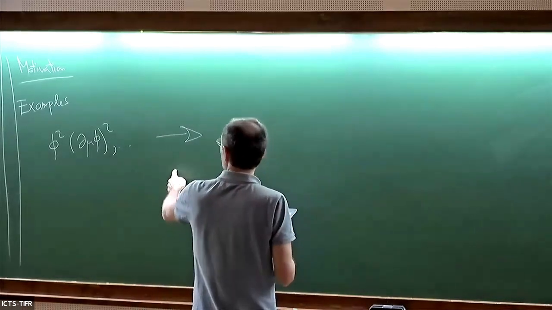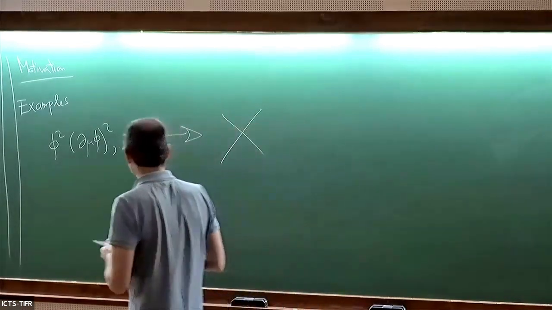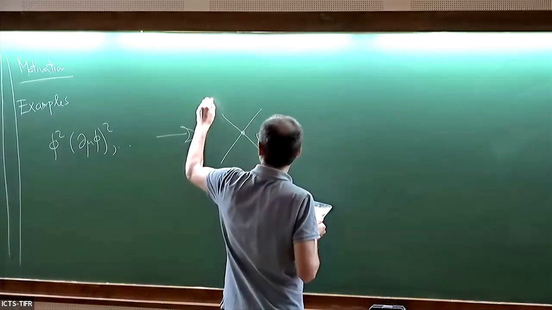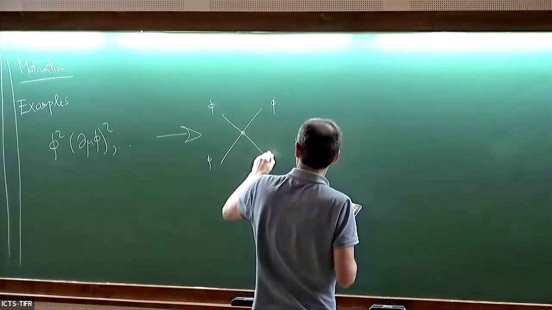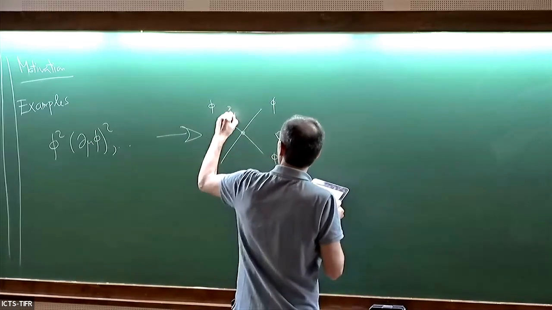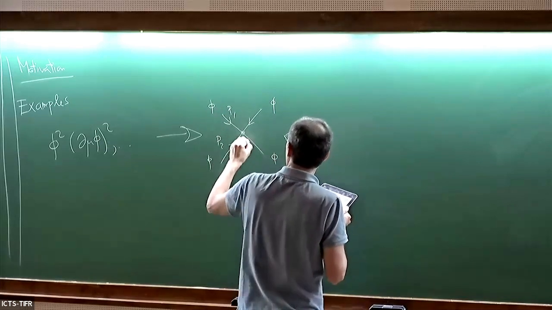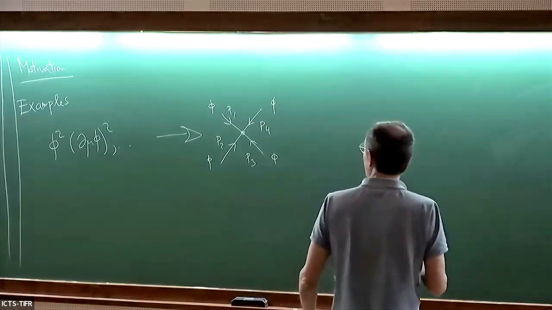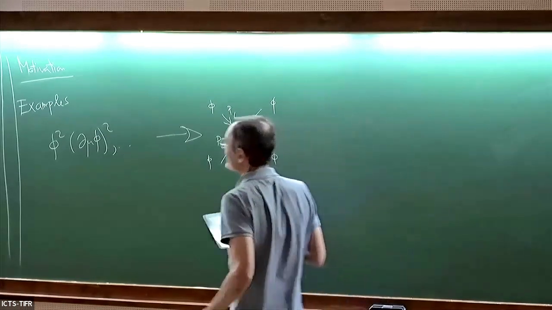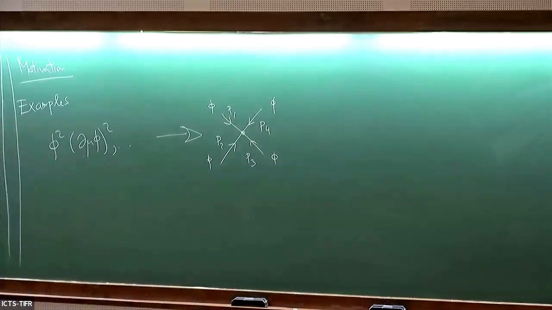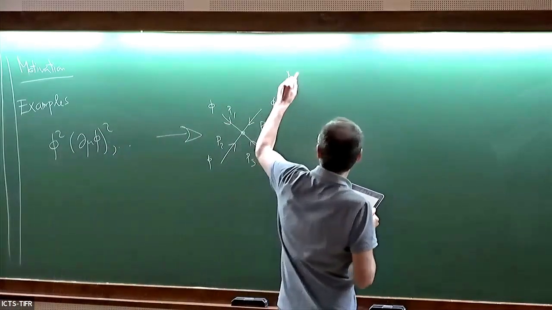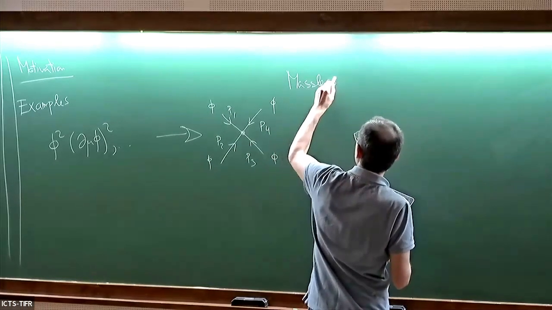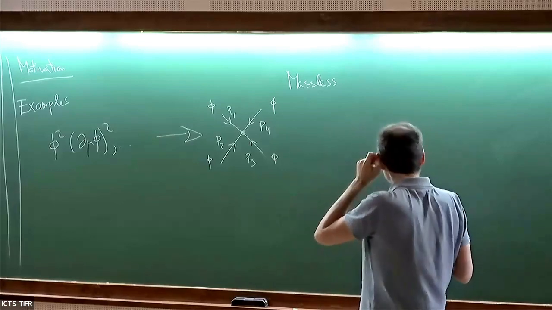When you go to amplitudes, of course, you define what you are interested in. I am interested in four scalar scattering, with momenta P1, P2, P3, P4. I'm going to take the massless limit. This is going to be important at some point, but I can think of massless scalars, thinking about pions, for example.